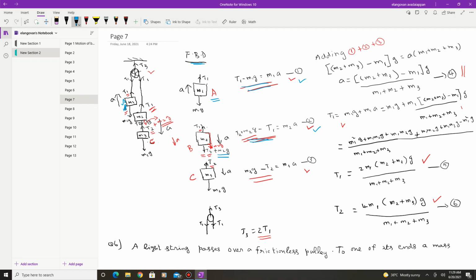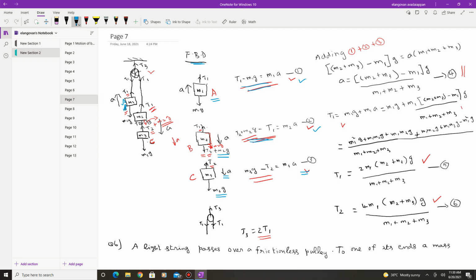Equation 3 is, you consider the block C, mass is m3. There is an upward tension acting on block C, which is T2. The acceleration is downward, a, and because of gravity there is a downward pull, m3g, acting on the block C. So the equation of motion is m3g minus T2 is equal to m3a, equation 3. So again you have three equations. Adding the three equations, the acceleration can be obtained.